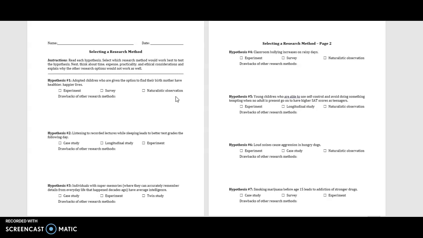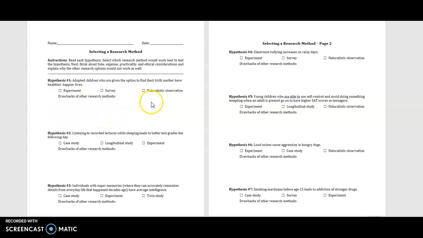experiment or observation. Like for number one here, adopted children who are given the option to find their birth mother have healthier, happier lives. Would that be an experiment? Would it be a survey? Or would it be a naturalistic observation? And make sure you explain why the other methods would not be good.